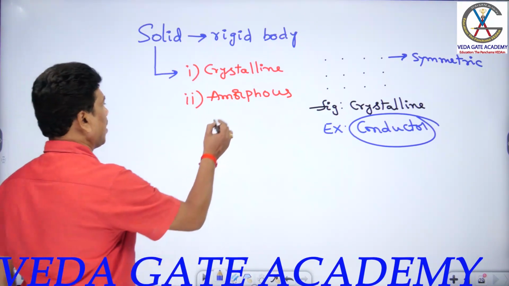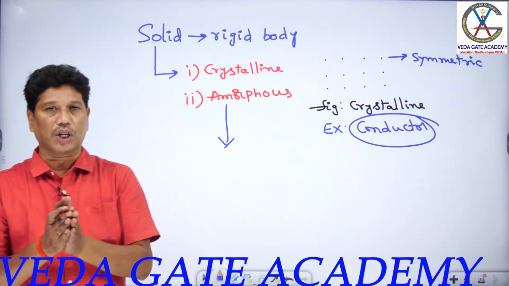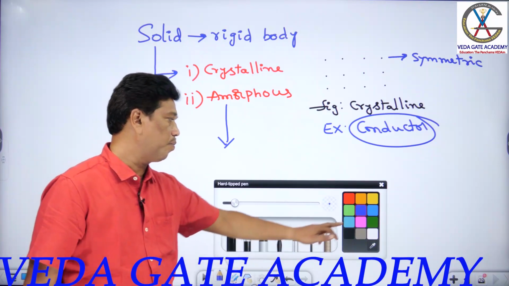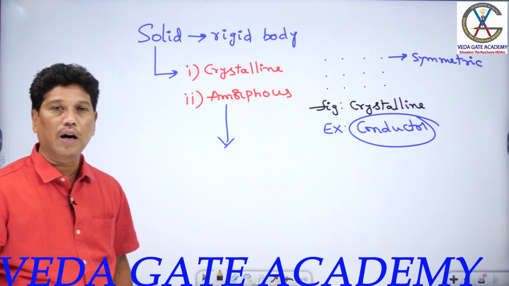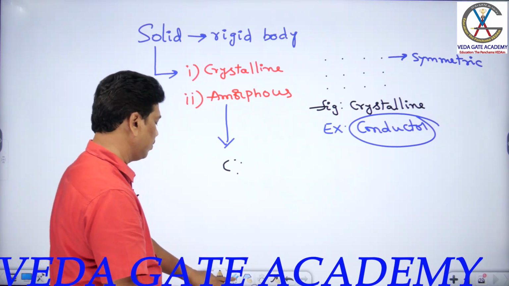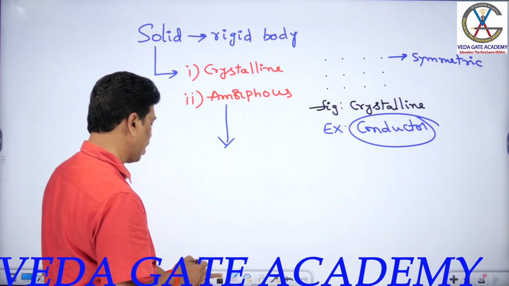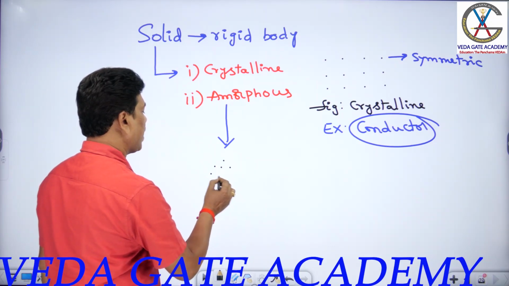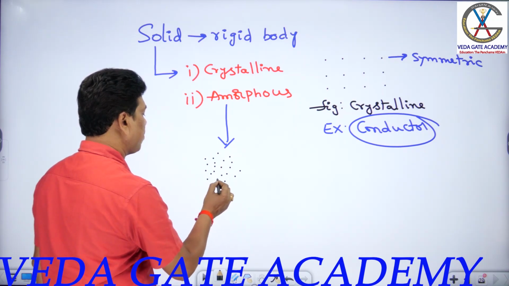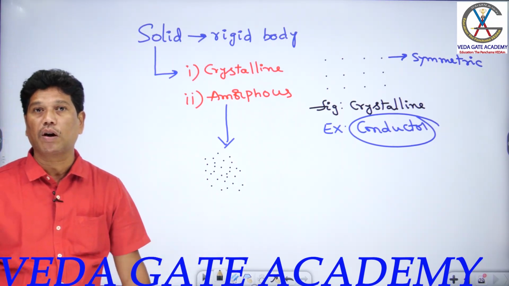The other one is amorphous. What does amorphous mean? An amorphous solid has an unsymmetric structure, meaning the atomic structure is zigzag. All atoms are oriented in a zigzag manner like this. This is the unsymmetric structure. All the atoms are in a zigzag, random manner like this. So they are not placed in a symmetric manner. They are placed in a random manner. This is called a zigzag structure. That is called amorphous.